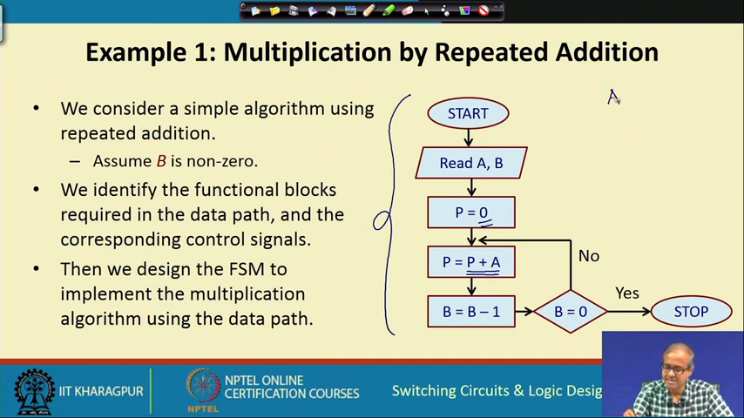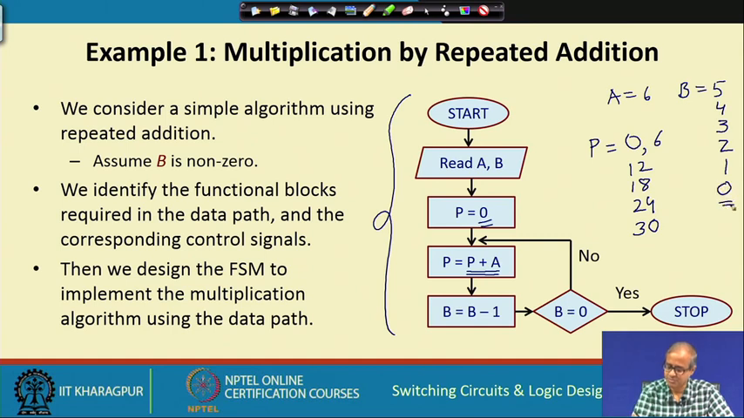So, as I said, if A is 6 and B is 5, then first P is initialized to 0. First, we make P equal to P plus A, A is added, so P becomes 6, B is decremented by 1, B becomes 4. B is not 0, so you again go back, again P equal to P plus A, you add A to P, so now this becomes 12, decrement B again, it becomes 3, B is 0, no, go back, again add A, 18, decrement B, not 0, go back, so again add 24, decrement B, not 0, so we again add 30, decrement B, now B becomes 0. So, B becomes 0, you come out, and whatever is in P, that is your final result.